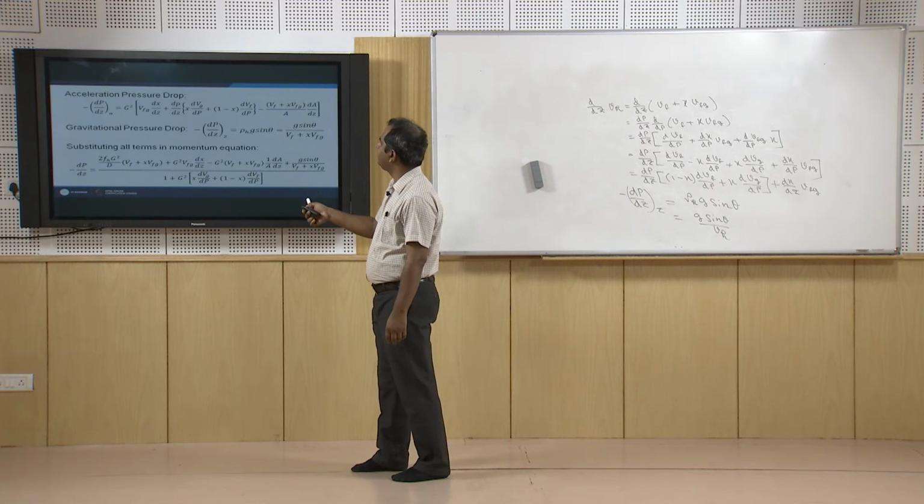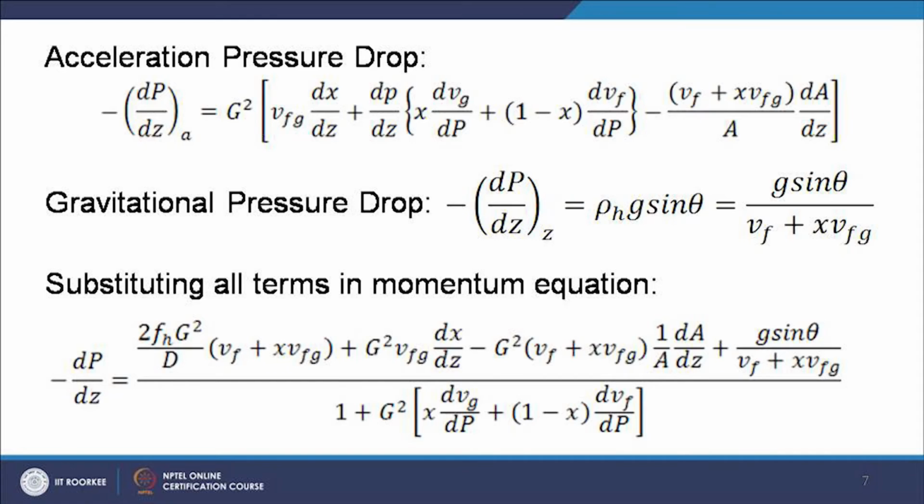You see, this is the final equation of dP/dz for acceleration, and this is your dP/dz for potential head, the gravity head. Finally, if we club this one along with the frictional head like this, we will obtain minus dP/dz as this equation. This one is coming from friction, these two terms are coming from your acceleration head, this one is coming from your gravitational head, and finally in the denominator we are getting 1 plus G squared into x dvg/dP plus 1 minus x into dvf/dP.